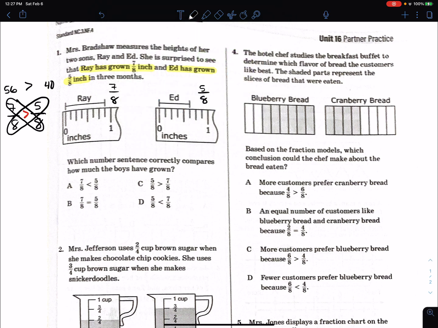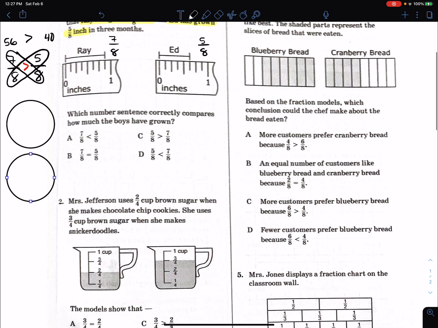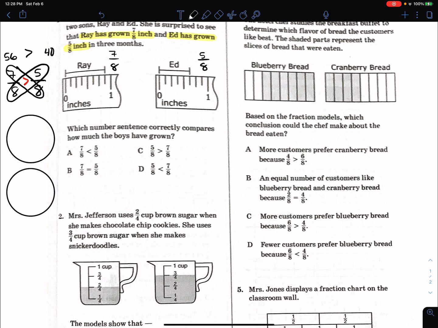There's also another way for me to solve this. I could draw a model, draw a picture. I'm going to use a circle, and I'm going to draw 2 of them. And I'm going to divide my circles into 8s, doing my best to keep my sections or my pieces even. Okay, so I'm going to make this top one Ray. I'm going to make this bottom one Ed.